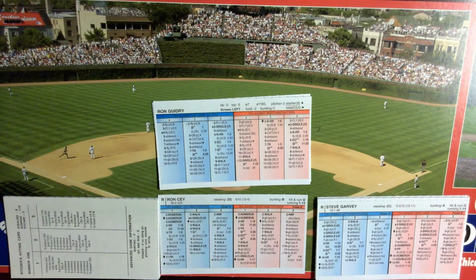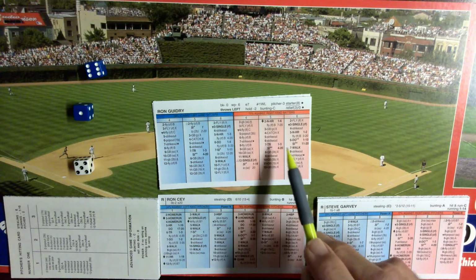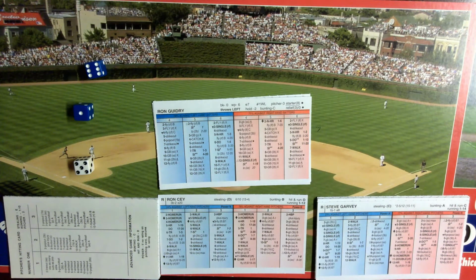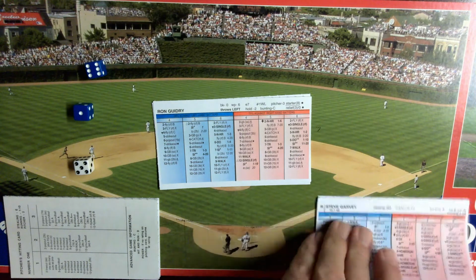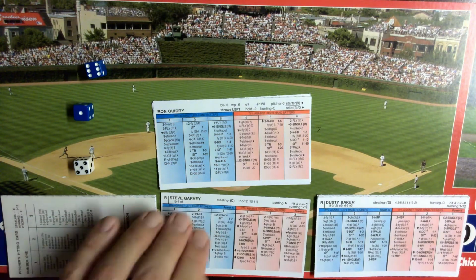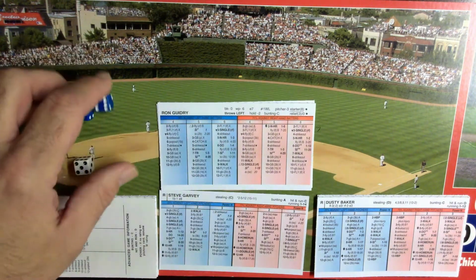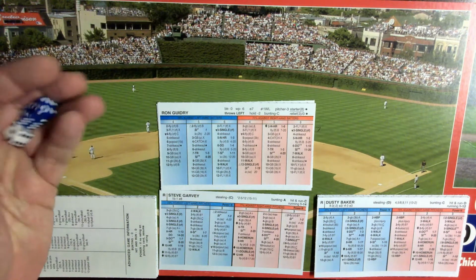Steve Garvey is up next with Dusty Baker on deck. Pitch to Garvey is a 6 and an 11. It's a ground ball, shortstop A. So Dent to Chambliss for the second out. Guidry really hoping for a 1-2-3 inning here.